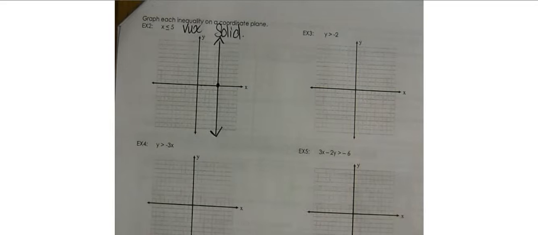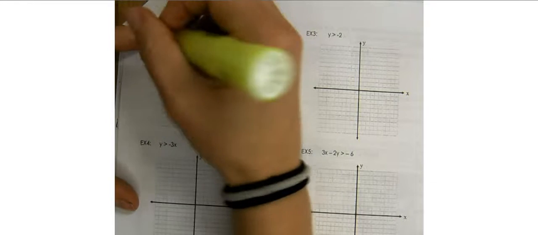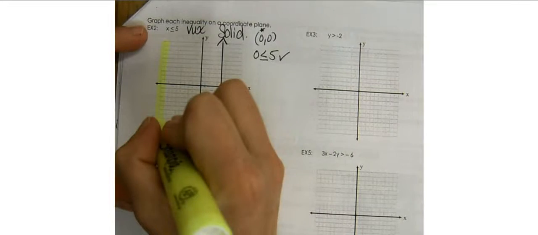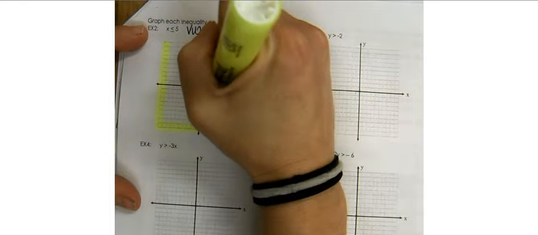And now I just need to pick a point. You can pick any point. I say pick an easy point. I'm going to select 0, 0. 0, 0 is not on my line. And in choosing the point 0, 0, I only need to use the x value. And I have to ask myself, is 0 less than or equal to 5? Well, yes, it is. So I am going to pick a color, and I am going to shade on the side that 0, 0 is in. And there is my solution.